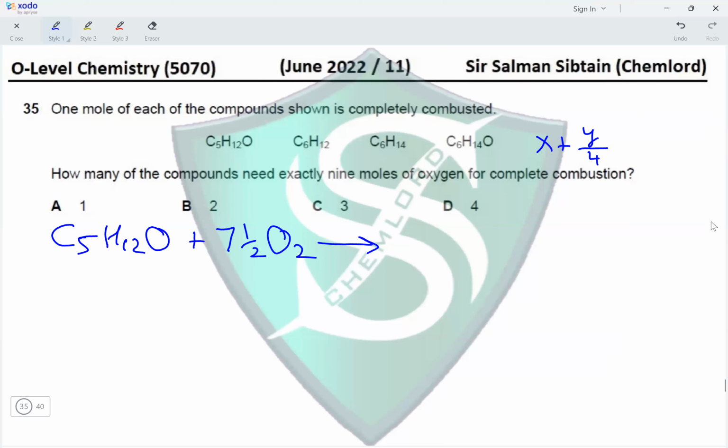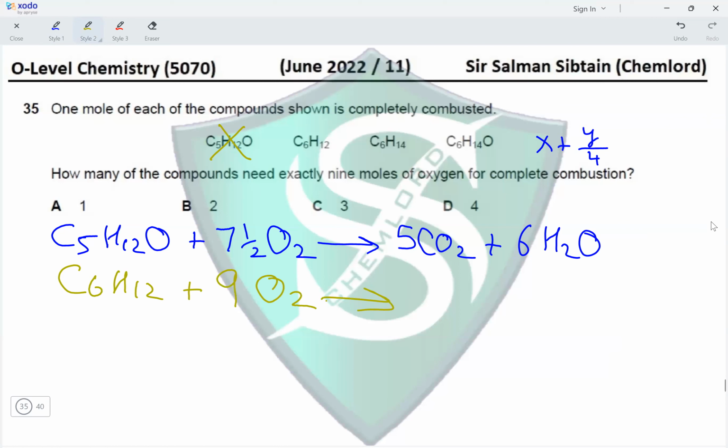This will give us X moles of CO2. X is 5 in this case, so 5 moles of CO2, and Y is 12. So 12 upon 2 is 6. 6 moles of H2O. So C5H12O does not require 9 moles of oxygen. Next, C6H12. So C6H12, this is a pure hydrocarbon. So 6 plus 12 upon 4. 12 upon 4 is 3. 6 plus 3 is 9. 9 O2. This will give us 6 CO2 and 6 H2O. So C6H12 is correct. So this is the first molecule that requires 9 moles of O2.